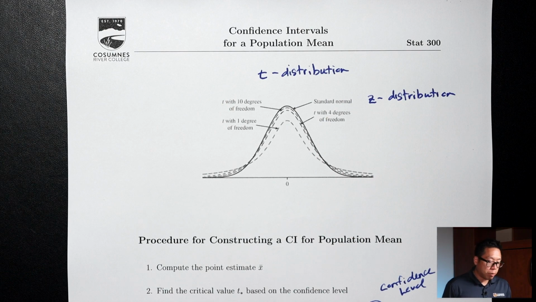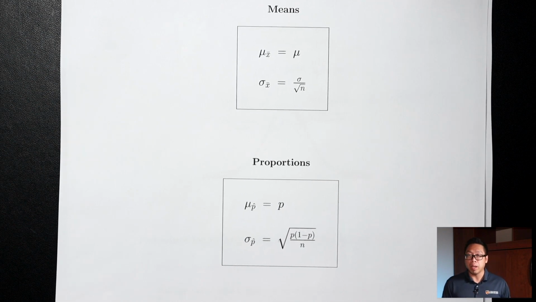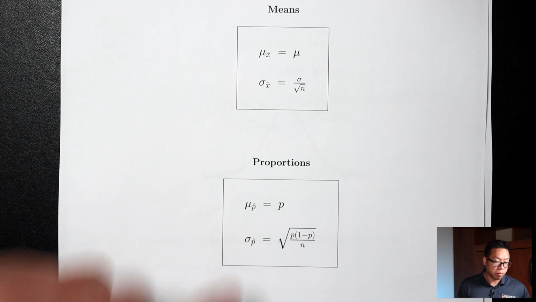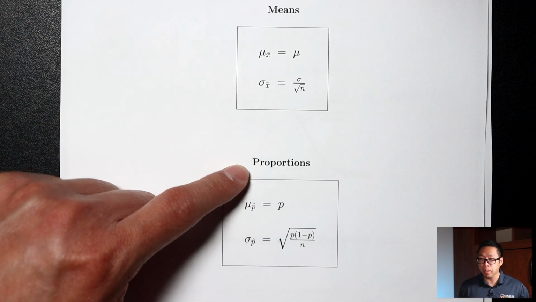You might be wondering why we can't use the z-distribution for the means. And here's kind of an explanation. The goal of confidence intervals is we want to take a sample, and then use that sample to help us estimate either the true mean or true proportion of the entire population. And so back when we were talking about the normal distribution, we saw these two boxes. And these two boxes tell us what mean we should use and what standard deviation we should use in the two situations, in the mean situation and in the proportion situation.